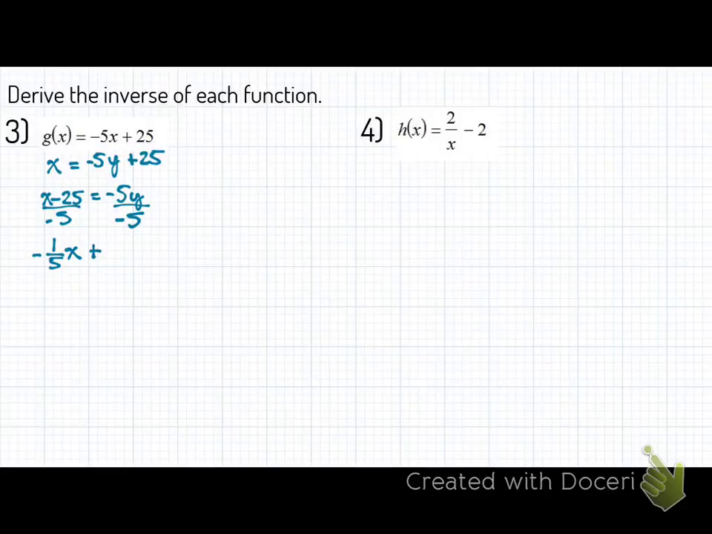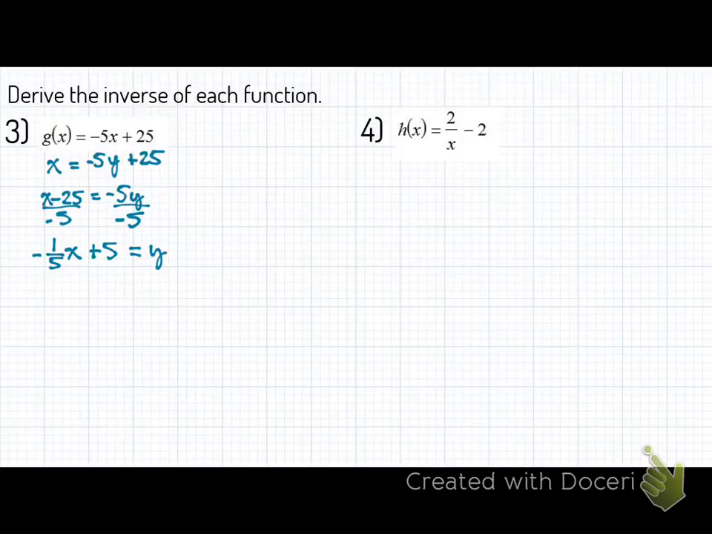Remember, we're doing this together. We're not checking out right now. Positive 5, okay? Exactly. You're writing this down? Okay, please, we're doing this together. Thank you. Okay? Is this making sense so far?